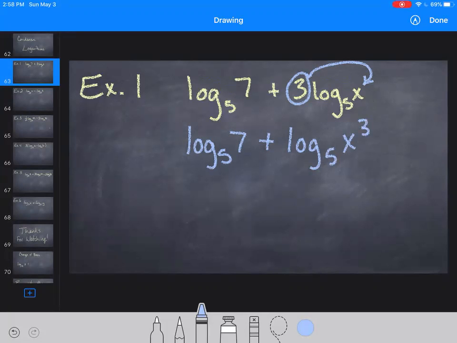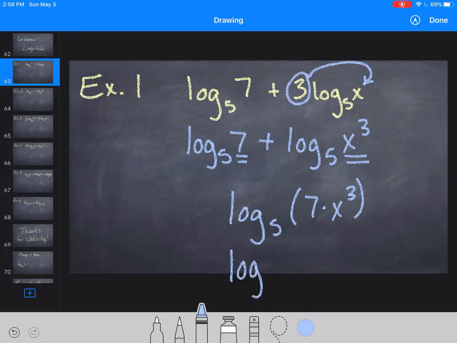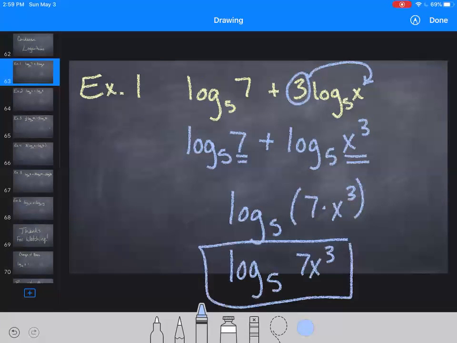Now I have a log base 5 on the 7 and a log base 5 on the x cubed. Because there's addition, I know I can rewrite this into multiplication. We write our log base 5 one time, and we're going to get this 7 and this x cubed, and we're going to multiply them. So 7 times x cubed. Well, I know 7 times x cubed is 7x cubed, so the condensed form would be log base 5 of 7x cubed, and this is the condensed form of that logarithm.